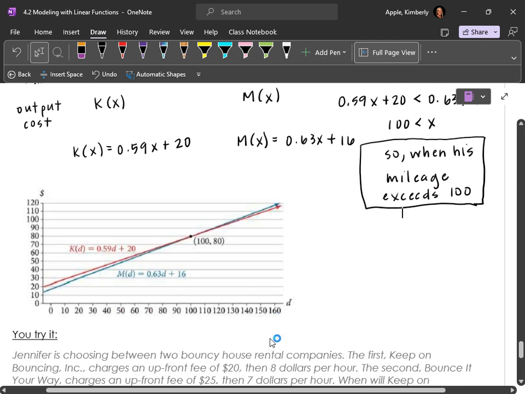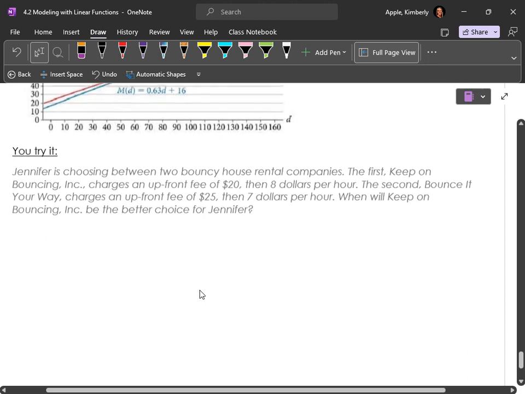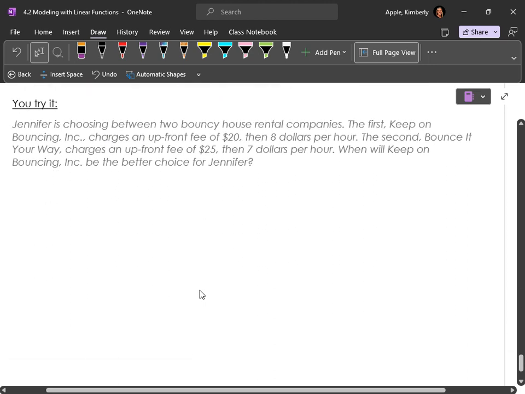And here's the graphical representation. So the graph of both lines, and the intersection is at input or miles 100. The cost will be 80 for both. And that's when you see that Keep On Trucking starts to be a lower cost there in red, then Move It Your Way. So now, just like before, if you want to give it a shot and come back and see how you did.